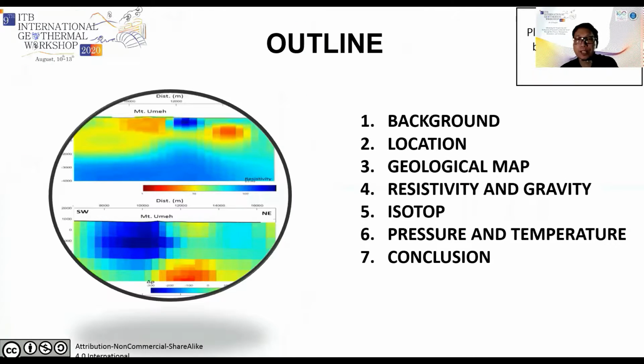The outline of this presentation is divided into 7 parts. Number 1 is background, number 2 location, number 3 geological map, number 4 resistivity and gravity, number 5 isotope, deuterium and oxygen 18, number 6 pressure and temperature from the borehole, number 7 conclusion.